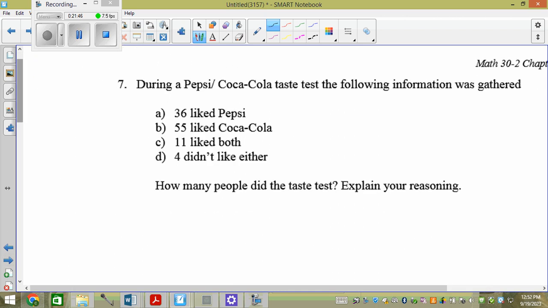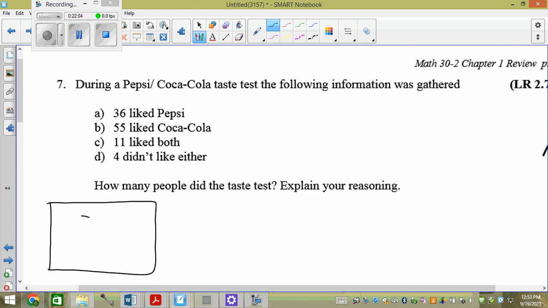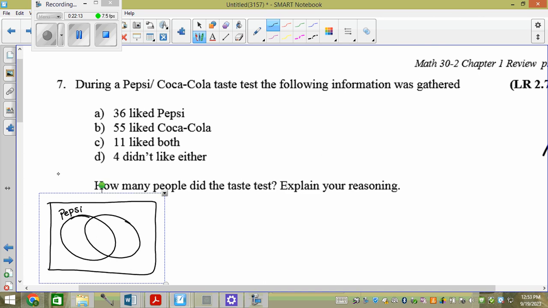Shh. So we have, during a Pepsi Coca-Cola taste test, the following information was gathered. We have Pepsi, Coca-Cola, both, and neither. How many Venn diagram circles is this? 2. So we always use a box on the outside. This one is Pepsi. This one is Coca-Cola. How many are in the middle?